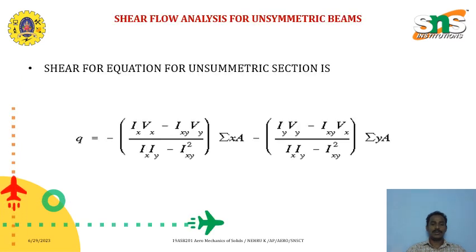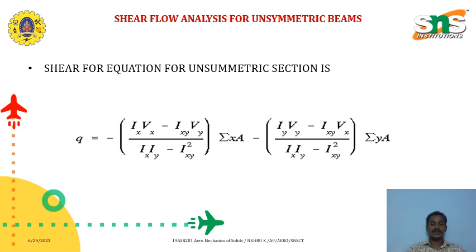So for that we have to use the formula: shear flow q is equal to (Ix Vx minus Ixy Vy) divided by (Ix Iy minus Ixy squared), times the summation of x into A, the location of the point where we need to find the x, y point location and the area of the cross section, minus (Iy Vy minus Ixy Vx) divided by (Ix Iy minus Ixy squared), times the summation of y into A. So this represents all the areas and the y location. This location represents at what location we are going to find the shear flow.